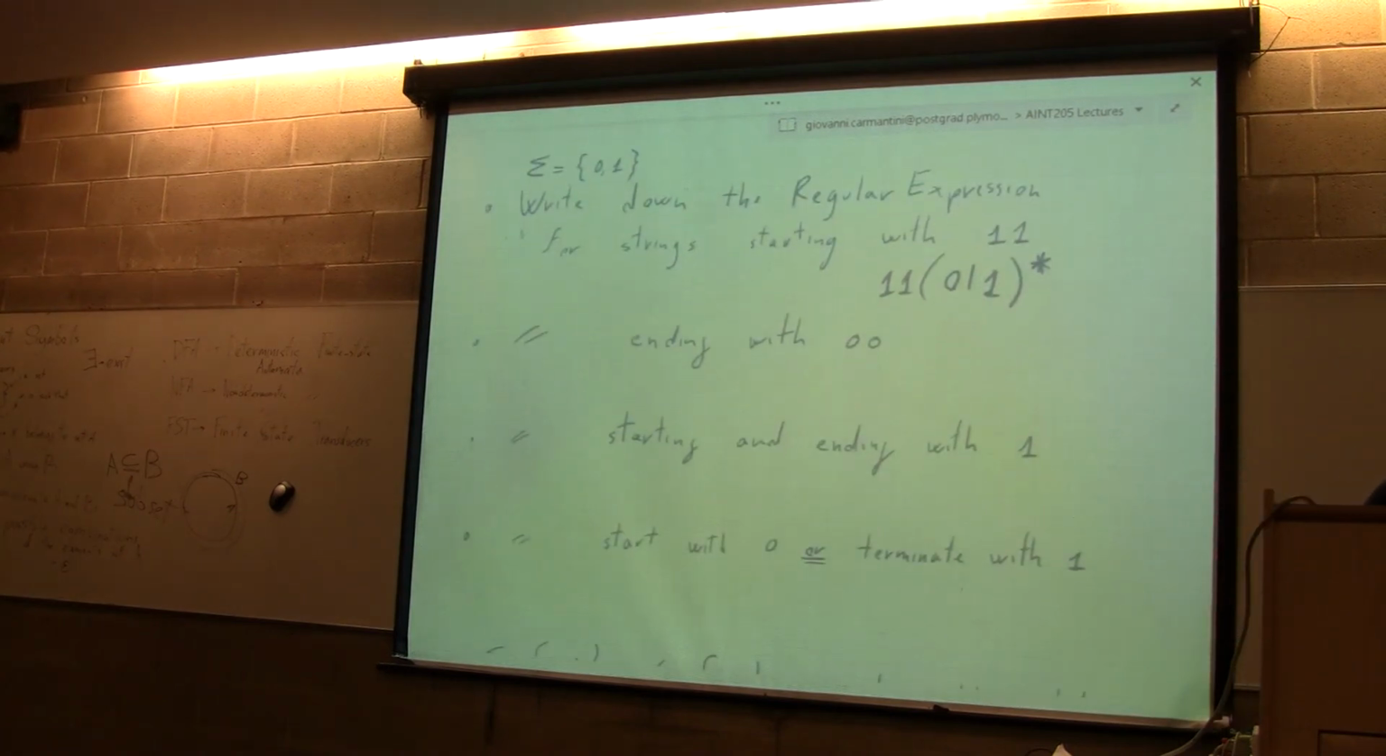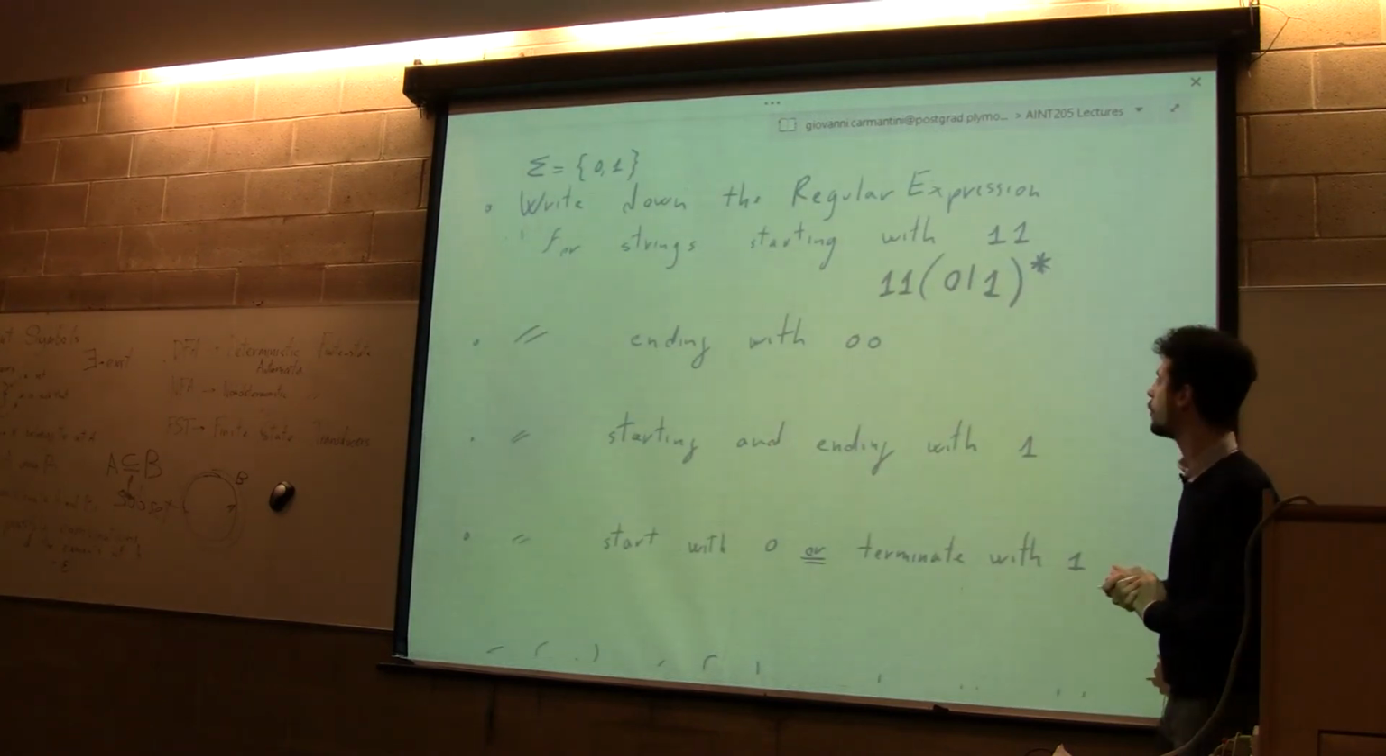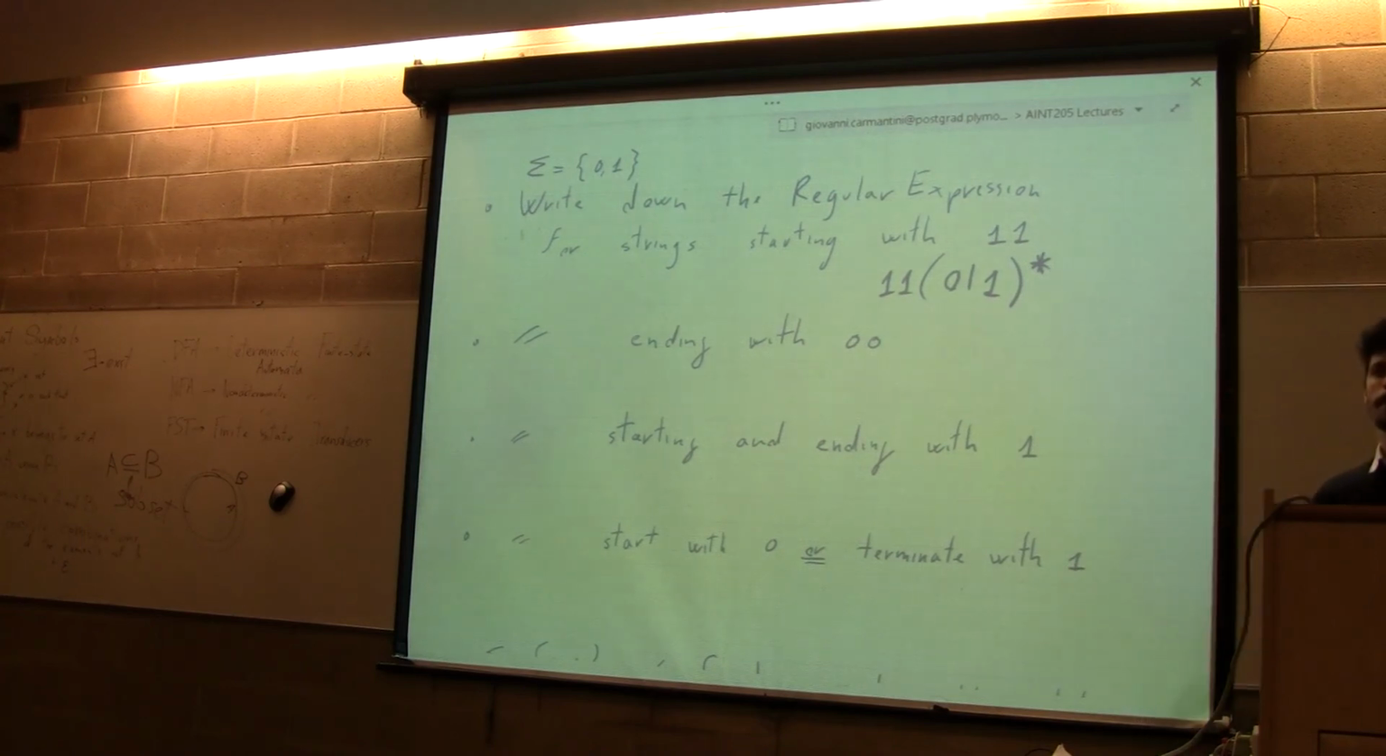Ending with 0, 0. So can you help me out with this? Now you should be able to tell me. 2 brackets, 0 or 1 star, 0, 0. Exactly. Very good. 0 or 1, 0, 0. Oh, forgot the Kleene star.